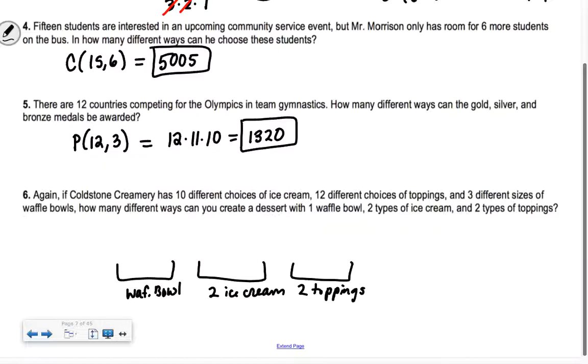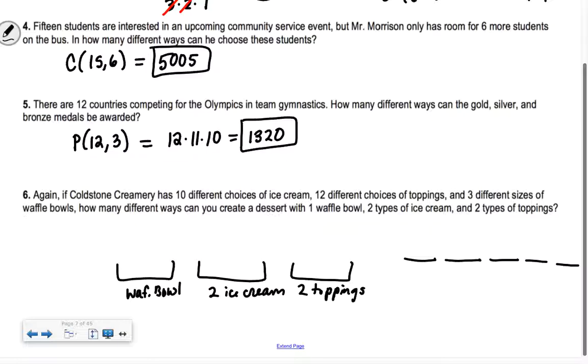And I messed this up when I first started teaching, and a lot of teachers mess it up every single year because I tutored this a lot. I learned the error of my ways, and other teachers just did not learn the error of their ways. Because the way that I first taught this, which is wrong, I should have realized it was wrong, is I did waffle bowl, ice cream number 1, ice cream number 2, topping number 1, topping number 2. I did 5 slots. But I only have 3 slots here.